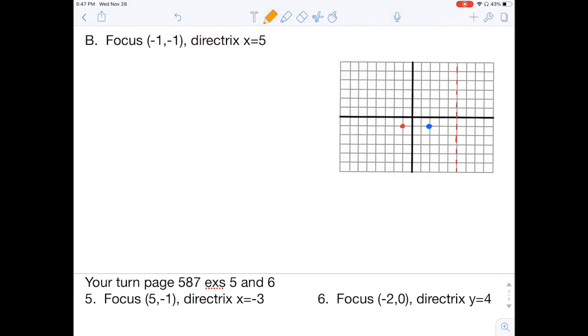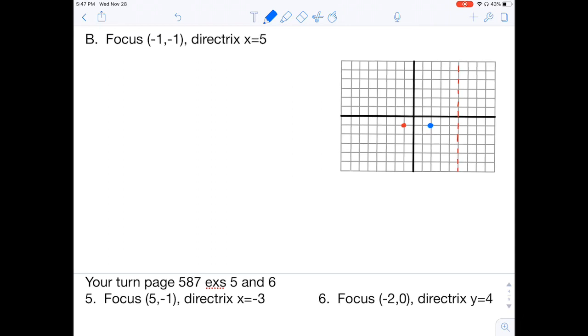And doing that, I can see what my graph's going to look like. So it's going to be horizontal. Since it's horizontal, it's going to be of the form 1 over 4p times y minus k, quantity squared, equals x minus h. At this time, what I want you to do is fill in the numbers for h, k, and p, and simplify your equation.